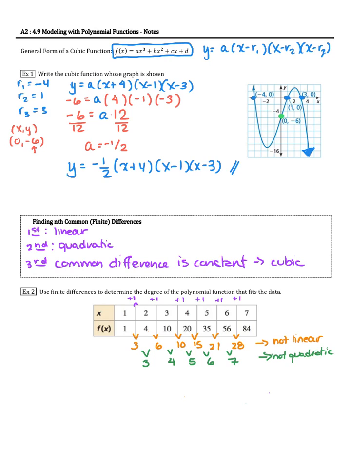And voila, we don't have a lot of work to do here, but I noticed that the difference between every single one of these is now 1. That is my constant difference, and the fact that it took me 3 times to get to it tells me this represents a cubic function. Now I want you to appreciate the fact that all you have to do is identify whether it's linear, quadratic, or cubic. You don't have to find the actual equation.